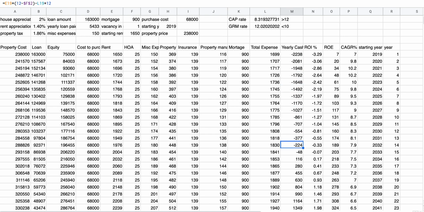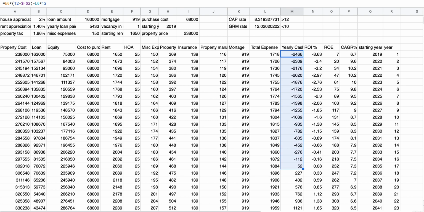Actually it's going to lose money for the next 15 years in this case, if you assume this is a real example. For a $238,000 property, I would end up paying $68,000 down, and that would be around a $919 mortgage, and $150 is appropriate. And these are the recent rates for the state that I'm looking at. So in this case, we can clearly see that the yearly cash flow is negative for quite some time.